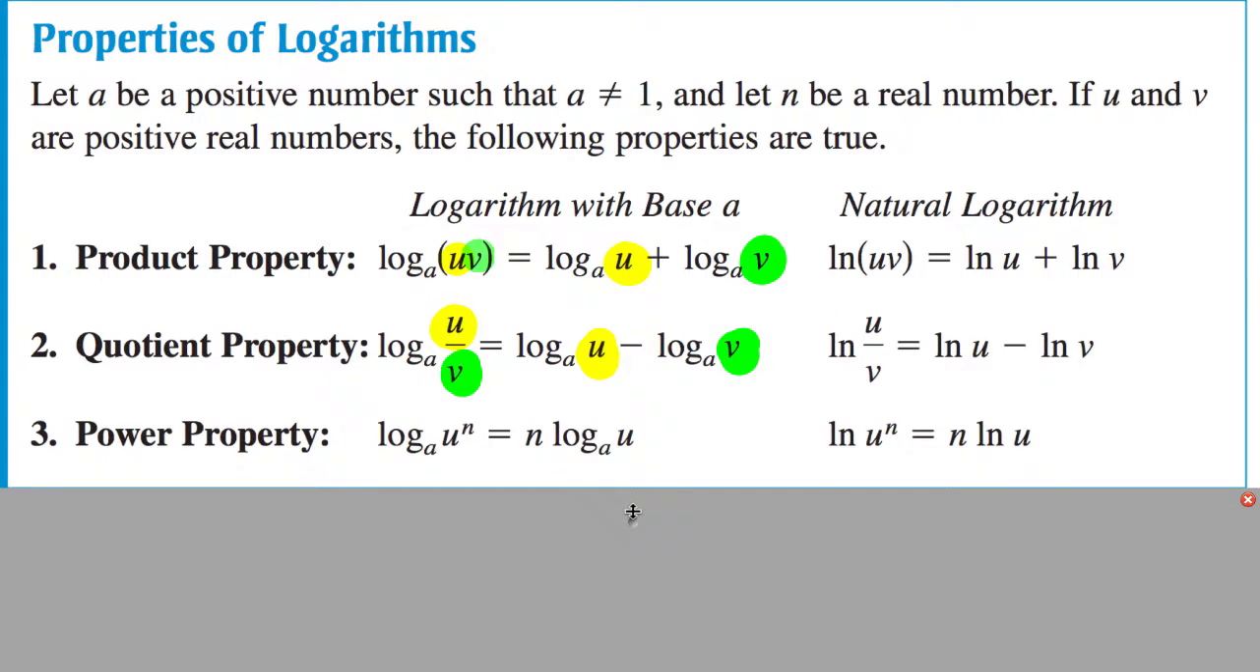We also have what we call the power property. This one's pretty simple. If you have log base a of some number to a power, that power can actually be brought down in front as a leading coefficient. So log base a of u to the power of n can be rewritten as n multiplied by log base a of u. So let's see a couple examples.